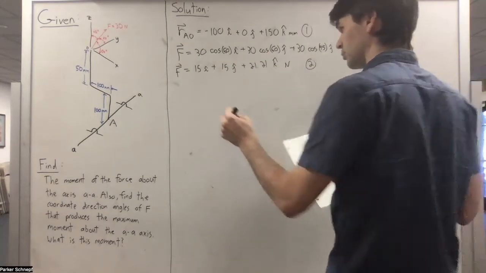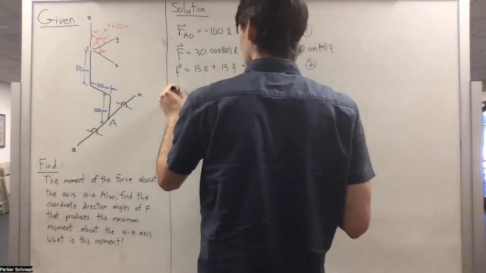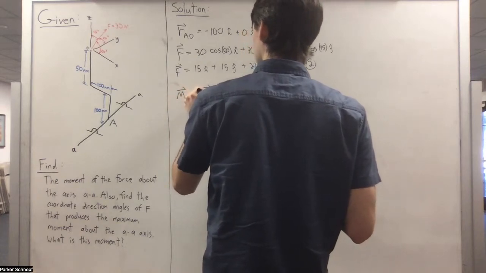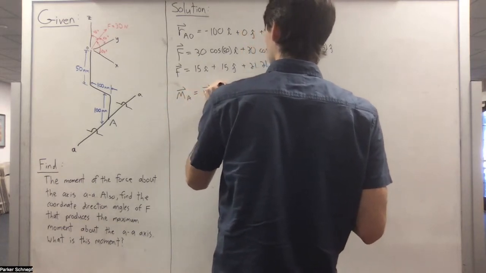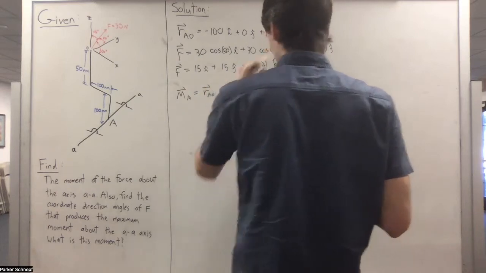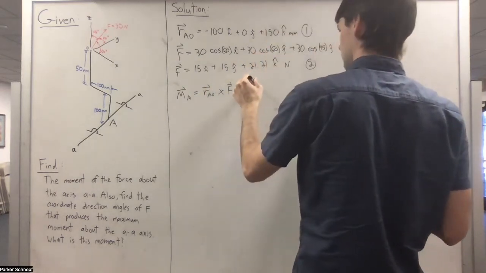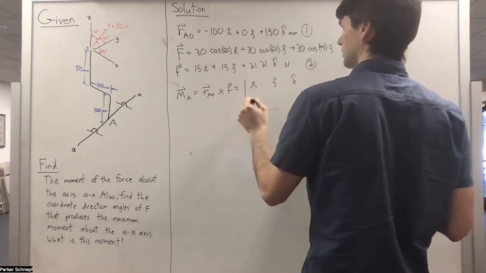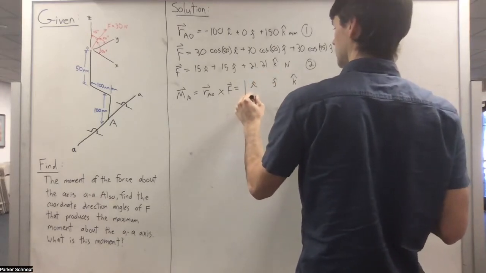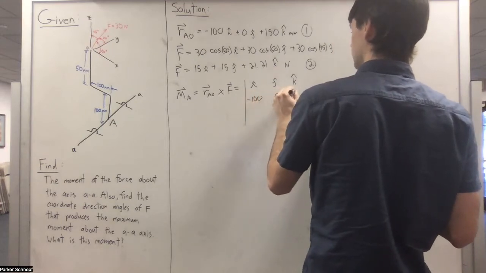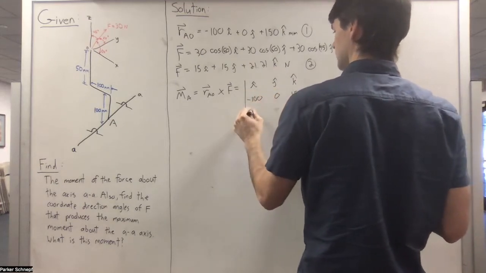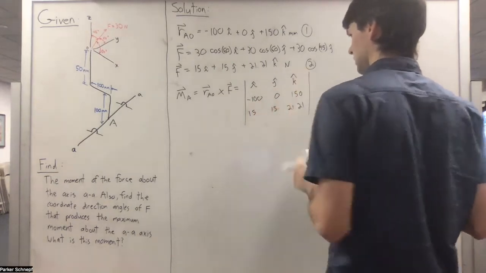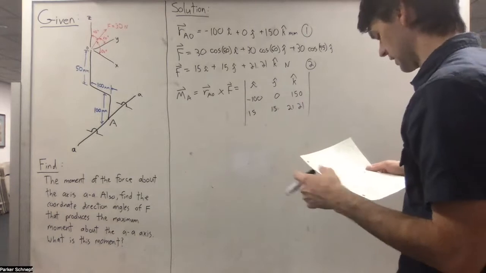So we know that the moment about point A is just going to be that position vector crossed with that force vector. Set up our cross product box here. 100, 0, 50, 15, 15, 21. We've set it up now. Now we just solve it out.